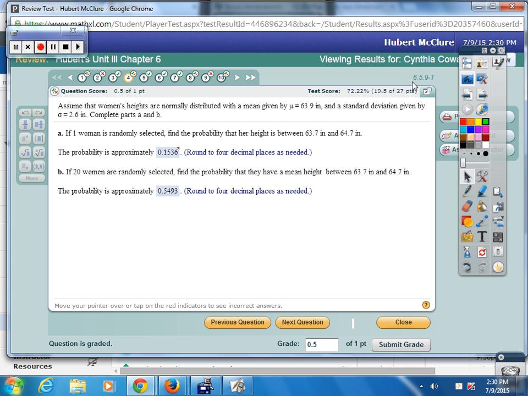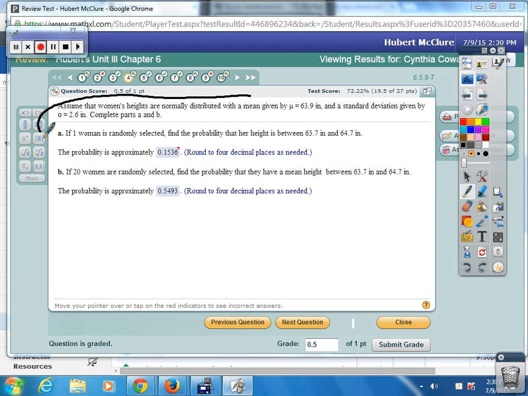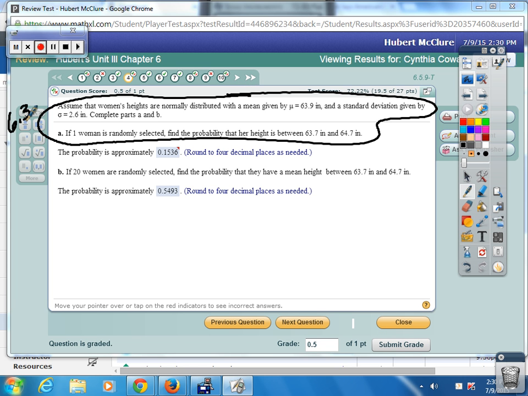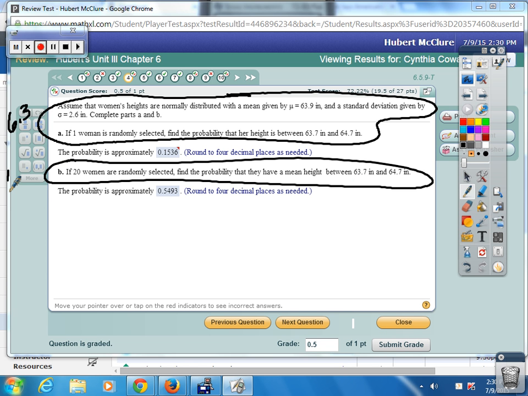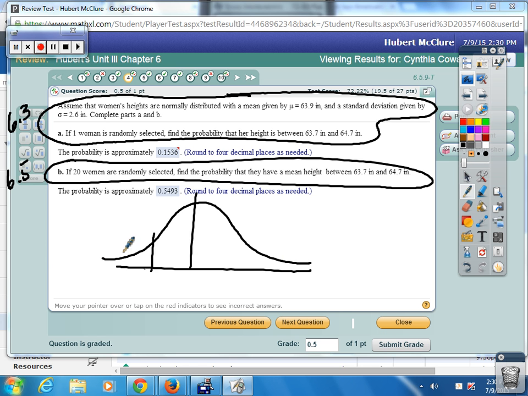So, now remember what I told you. That right there is 6 point what? That's 6.3. And then this is 6.5. So let's do our problems like we've been doing. We draw a picture. And that's going to be 63.9.